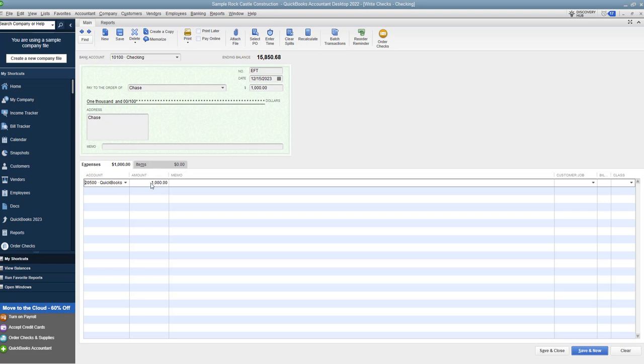So that's what you want to do when you categorize a credit card payment, like a random credit card payment during the month: put it to the credit card liability account.